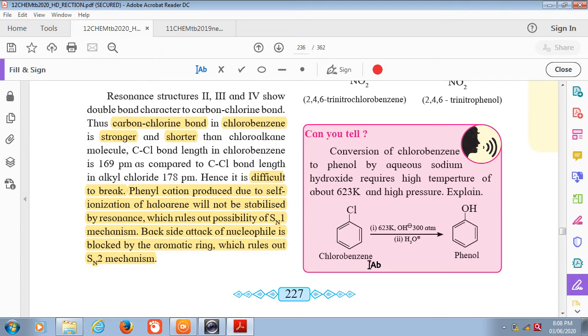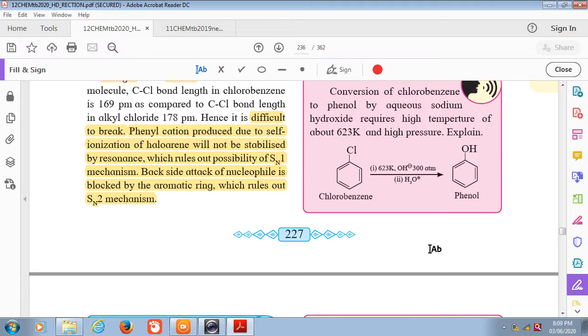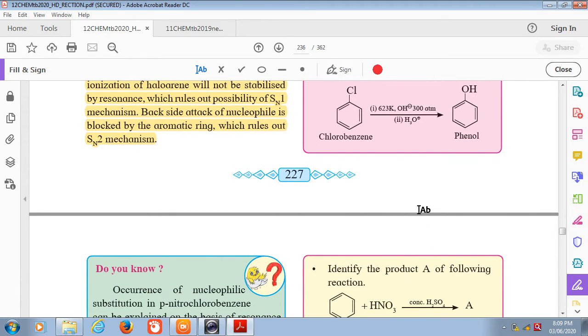If you observe the simple conversion of chlorobenzene to phenol, the reaction takes place at 623 Kelvin and 300 atmospheric pressure. From this, you can easily understand that increasing the electron withdrawing groups at ortho and para positions, or both ortho and para, increases the reactivity of halobenzene. So keep in mind, this is important for your board exam.